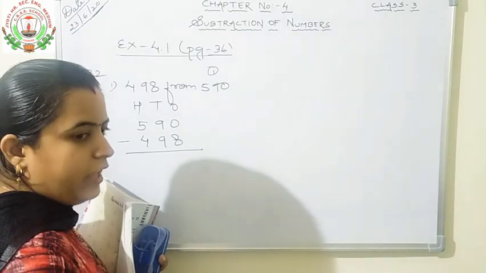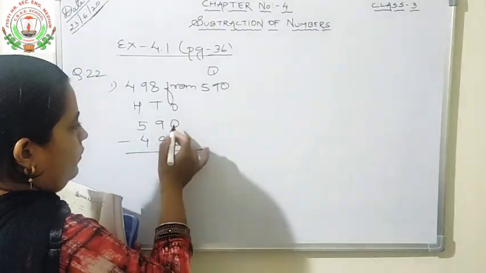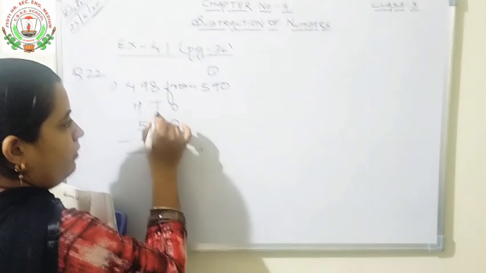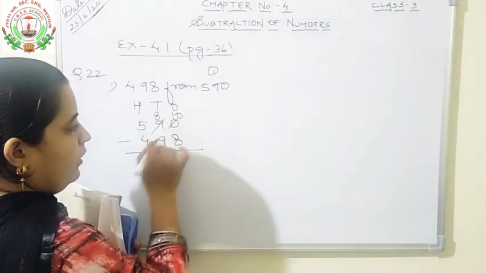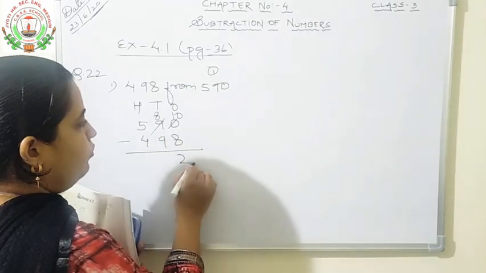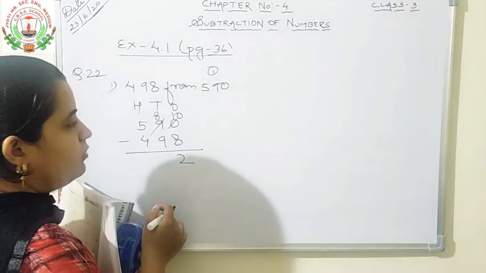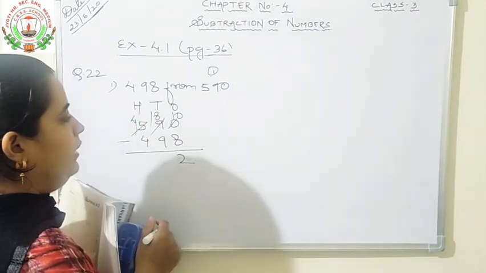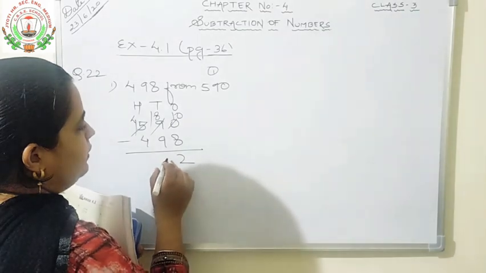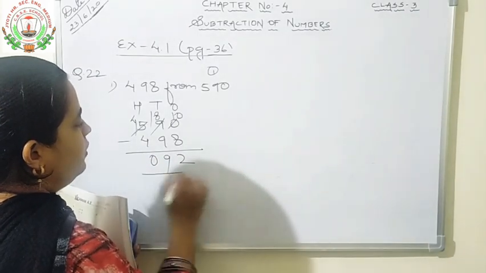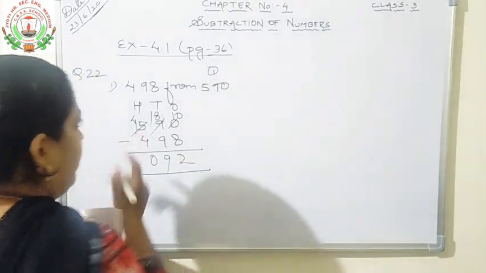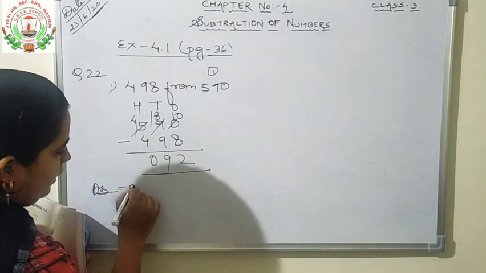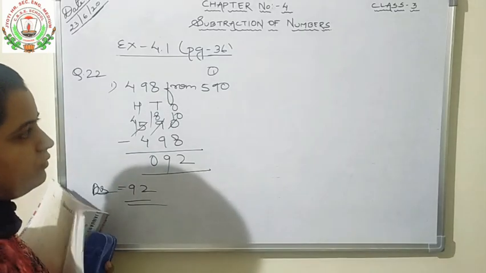You have to take carry from here. 0, we can't subtract 8 from 0. So we will take carry from here. It will become 8. This will become 10. 10 minus 8 is 2. 8 minus 9 is also not possible, so we will take carry from here. It will become 4 and this will become 18. 18 minus 9 is 9. 4 minus 4 is 0. When we are solving in the copy, after solving the question, we will write the answer like this.